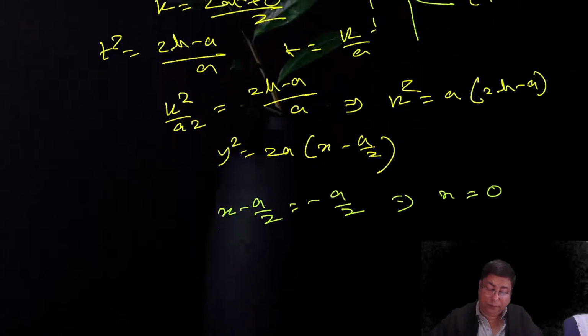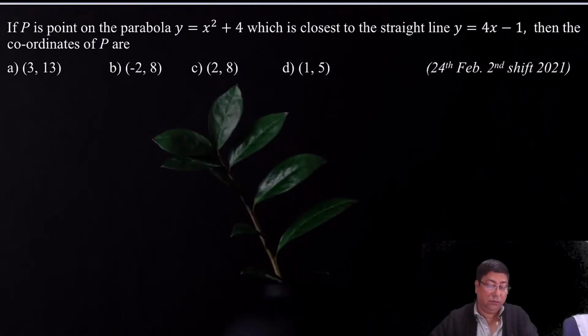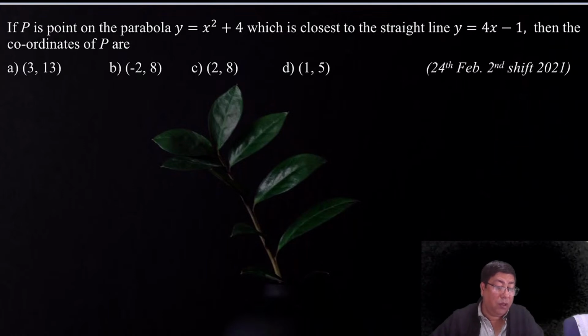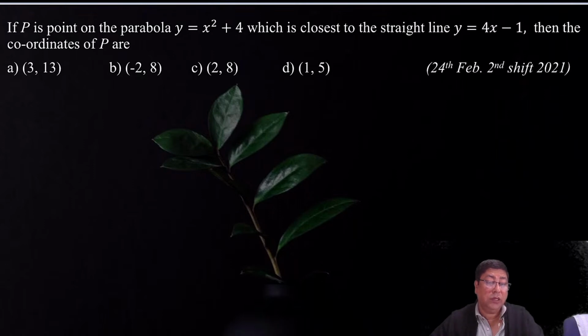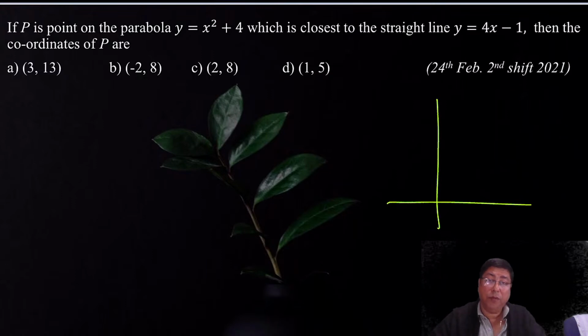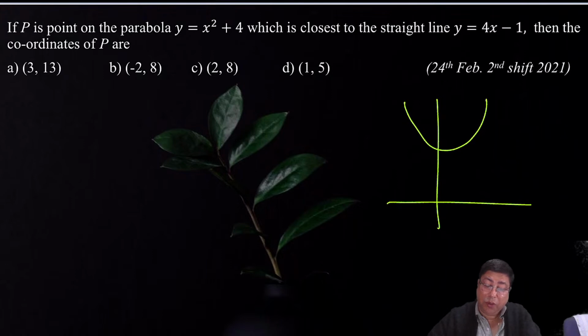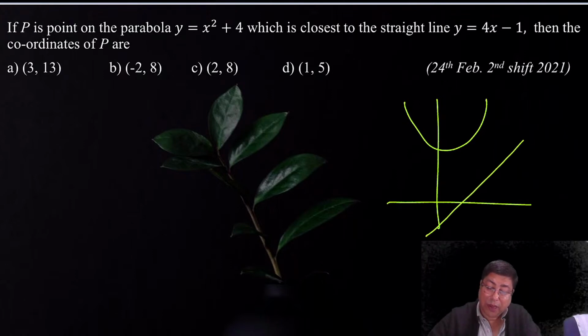Let us do the next sum. Let P be a point on the parabola y equal to x square plus 4 which is closest to the straight line y equal to 4x minus 1. We have to find the coordinates of P. So what to be done? P is a point on the parabola y equal to x square plus 4, which means it is shifted up by 4. This is the curve y equal to 4x minus 1.